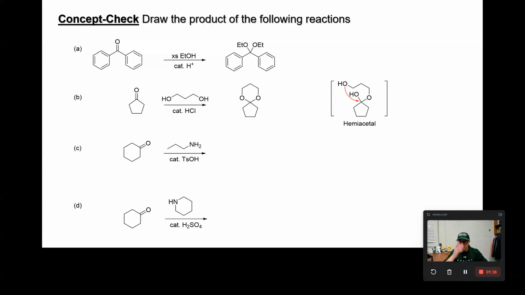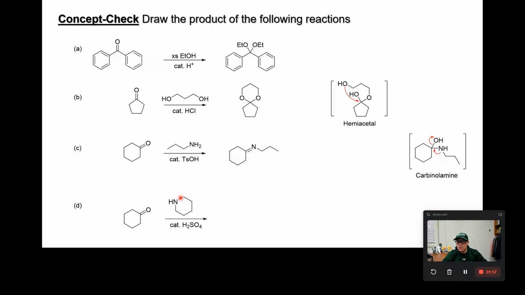All right, move on to C. This one is a primary amine, so this is imine formation. Use para-toluenesulfonic acid not as a solvent, but as a catalyst. Nitrogen attacks, you get to the carbinolamine halfway, water comes out from the bond right there, and you get the imine. Here we go.